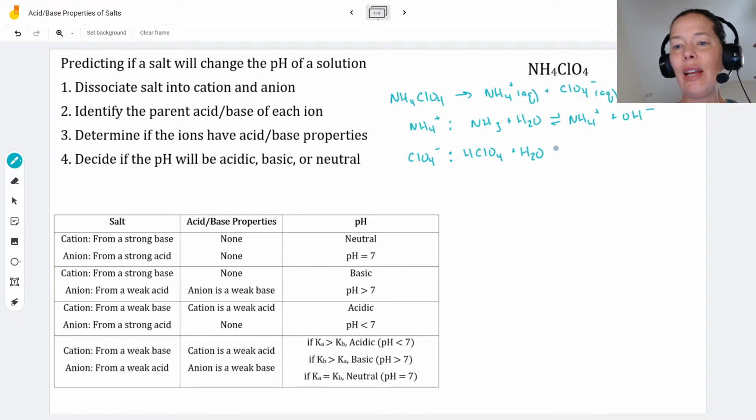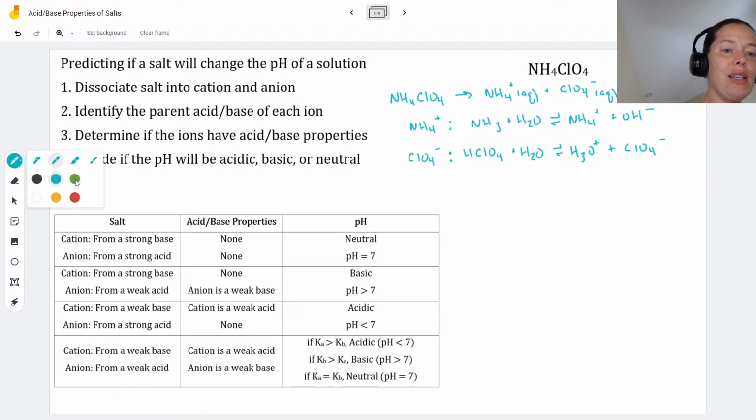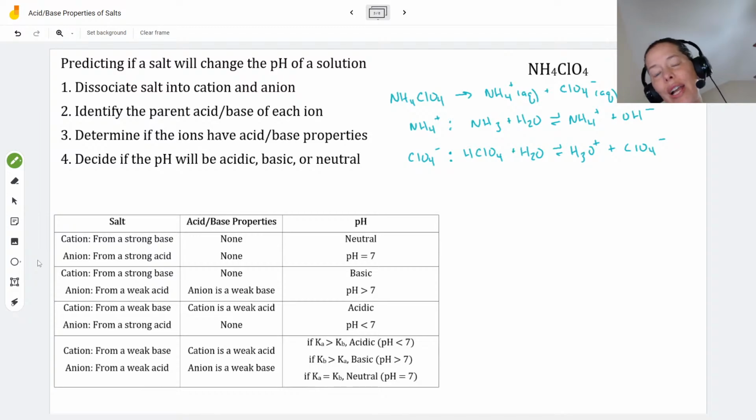And when it is in aqueous solution, it will form the hydronium cation and perchlorate anion. This is also a weak acid, so I put it in equilibrium. Okay, so there are my parent acid and bases of my cation and my anion. And of course, what I've kind of done along the way here is determined if they are from strong acids and bases or weak acids and bases. And you can see both of these are from weak acids and bases, so I've put them both in equilibrium.